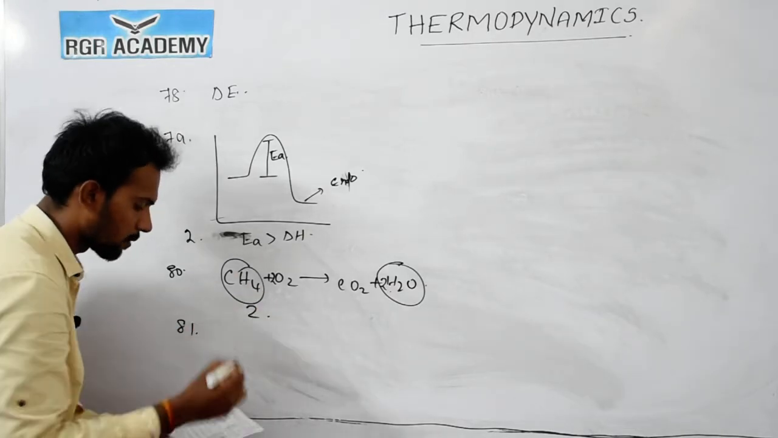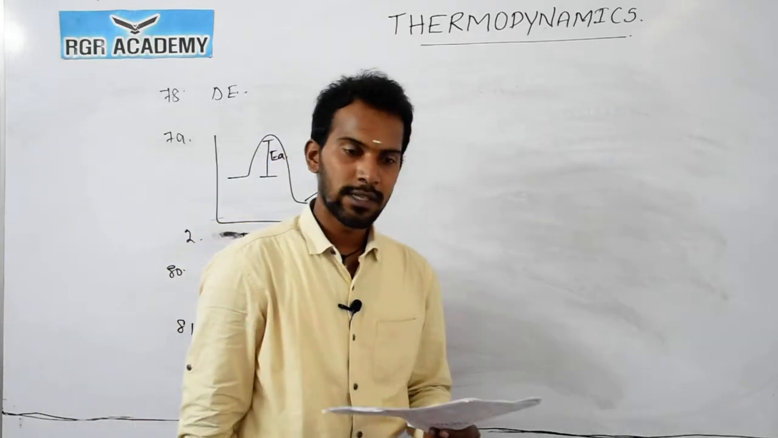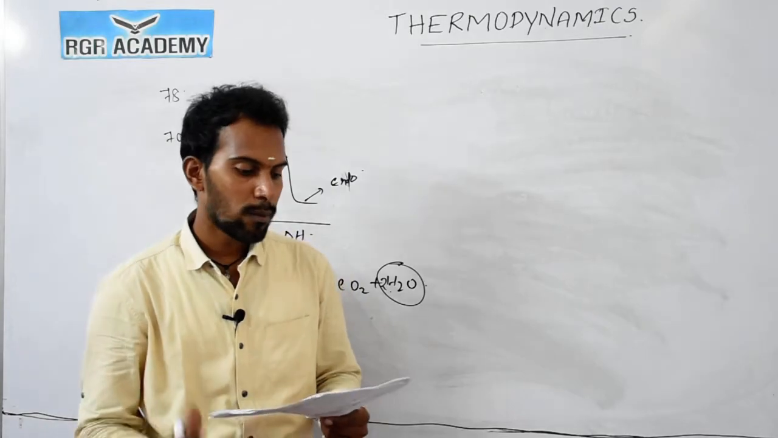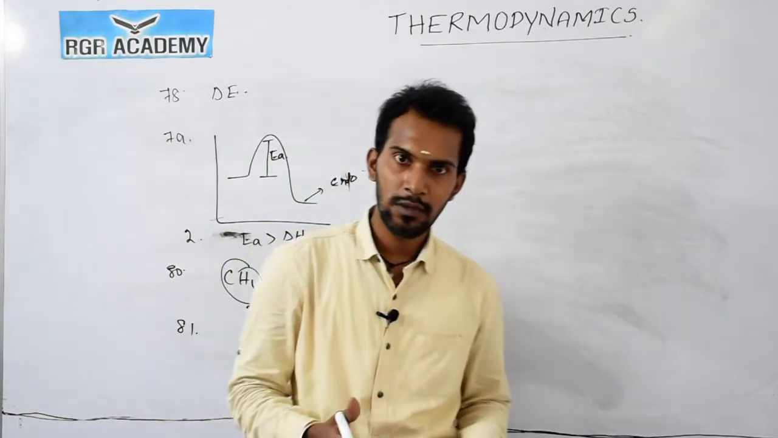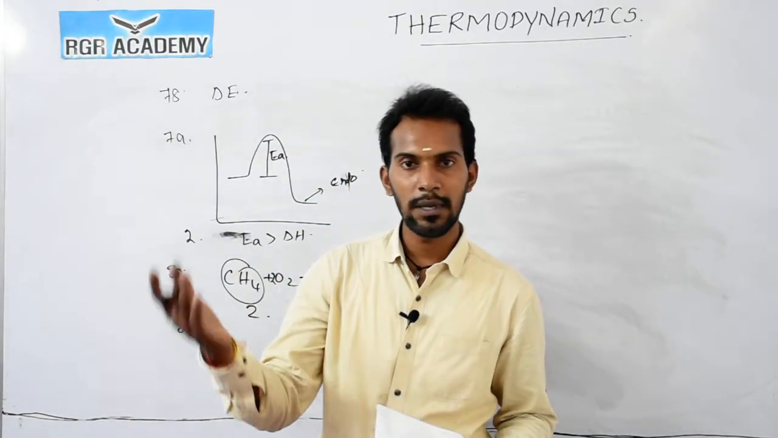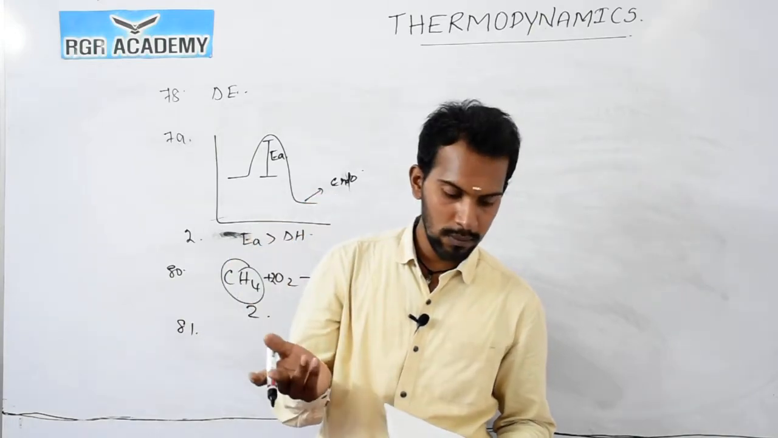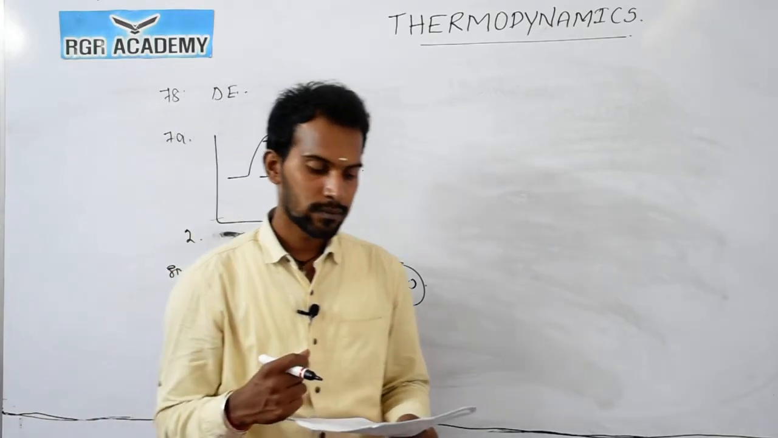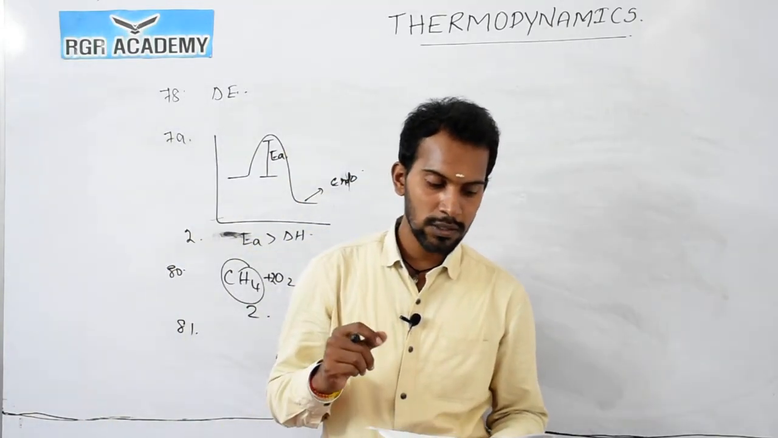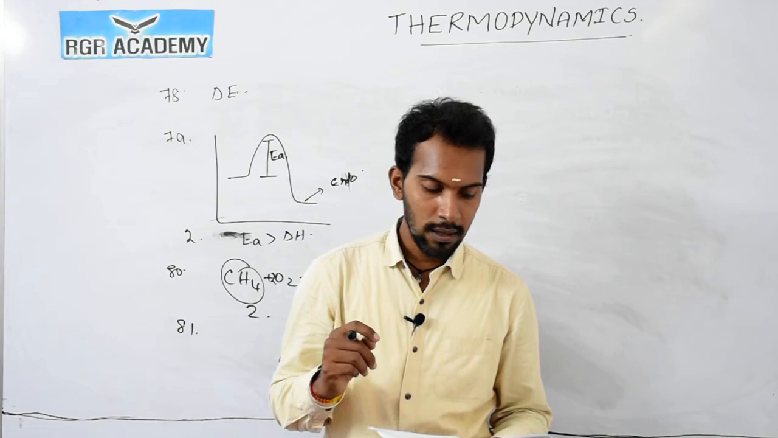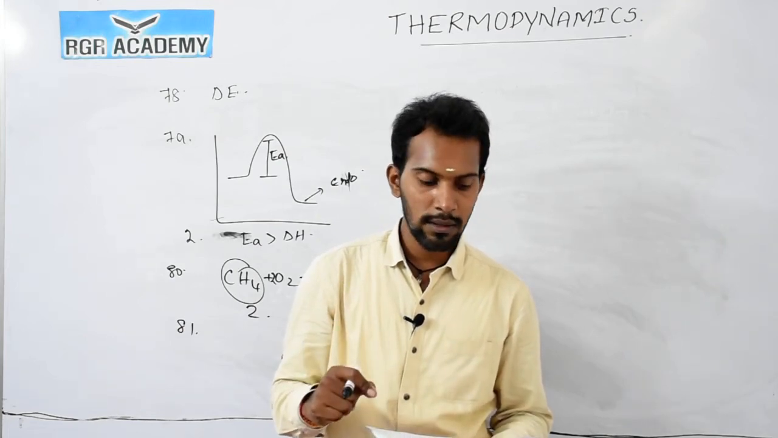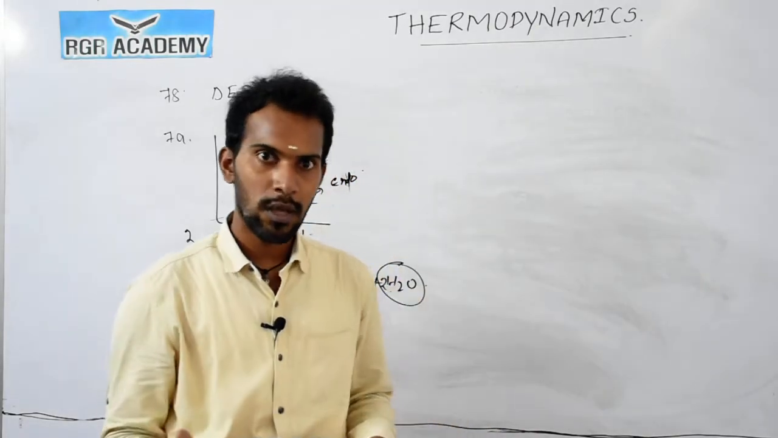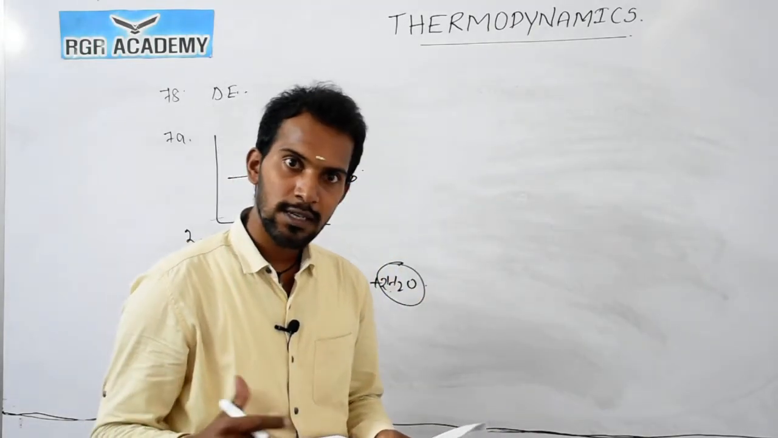Now question number 81. That is a statement-based question. Mass and volume are extensive properties. Mass by volume is also an extensive property. So any properties, mass and volume, those two are extensive. But statement 2 is also correct. Here statement 2 is not the correct explanation of statement 1. Statement 1 and 2 both are true, but statement 2 is not the correct explanation of statement 1.